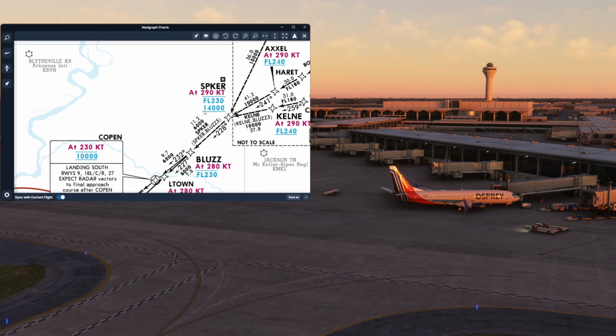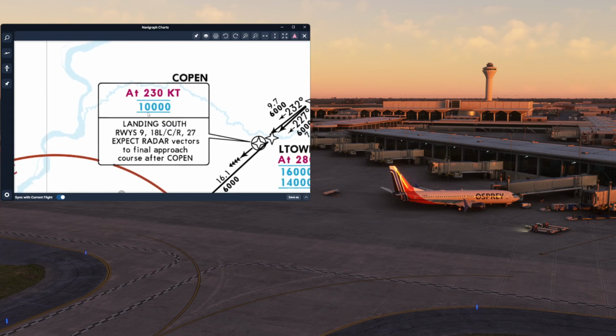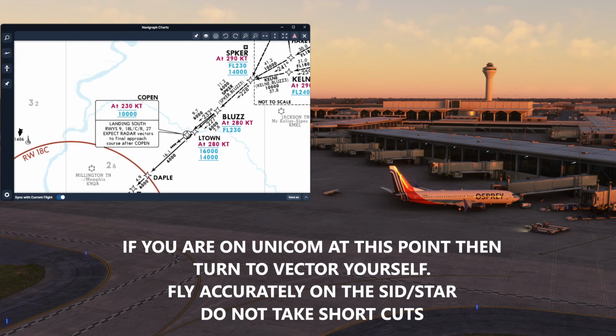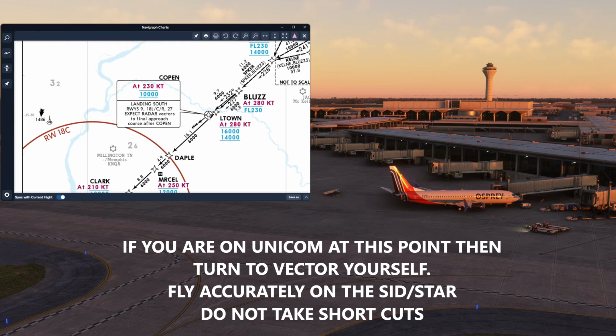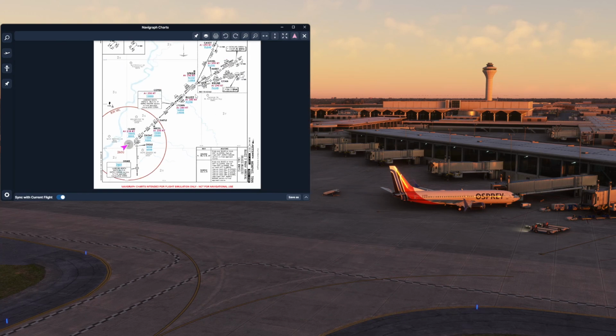So we would then go KSOT at 290 knots, flight level 240 at or above, to Speaker between 14,000 feet and flight level 230 at 290 knots, Bluz at 280 knots at or below flight level 230, and then another example here, Copen, we would have to be at 230 knots at 10,000 feet if we're landing south on the runways 9, 18 left, centre, right, or 27. And then a little comment saying expect radar vectors to final approach course after Copen. So at that point, we would be told leave Copen heading 270 degrees, for example, expect ILS runway 18 left. And then in we go.